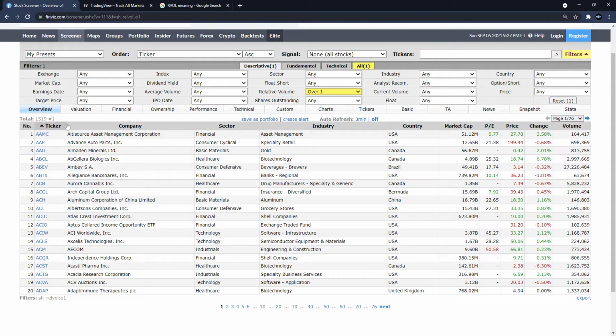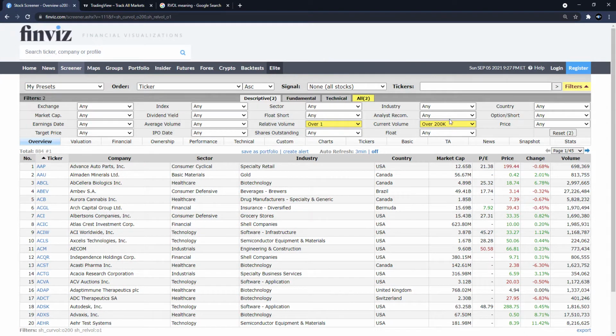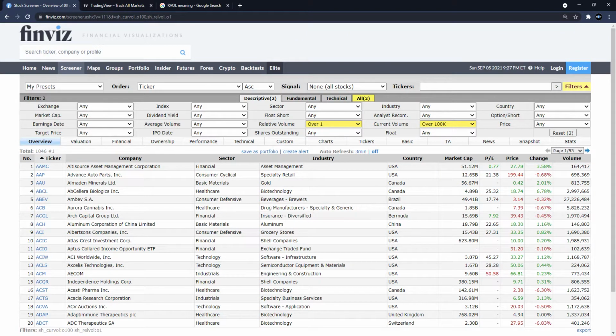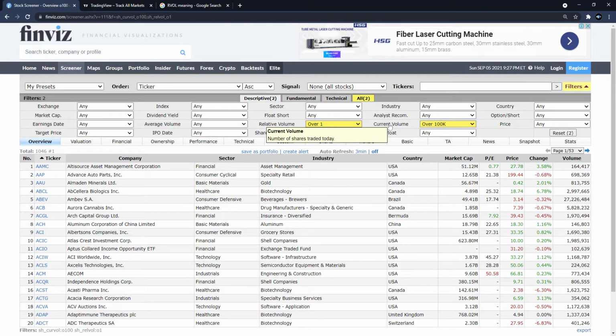So the second thing we want to fill in will be the current volume. Okay, and we want it to be over 100k or 200k. I sometimes go with over 200k because I basically like how it is. What does the current volume mean? The number of shares traded today. I like a volatile stock. Okay, but let's go with the 100k, and as you can see, the number gets bigger, from 800 to 1,000 stocks. So let's go with over 100,000. Okay, that's for the current volume, the number of shares traded today, the number of shares going back and forth that day.